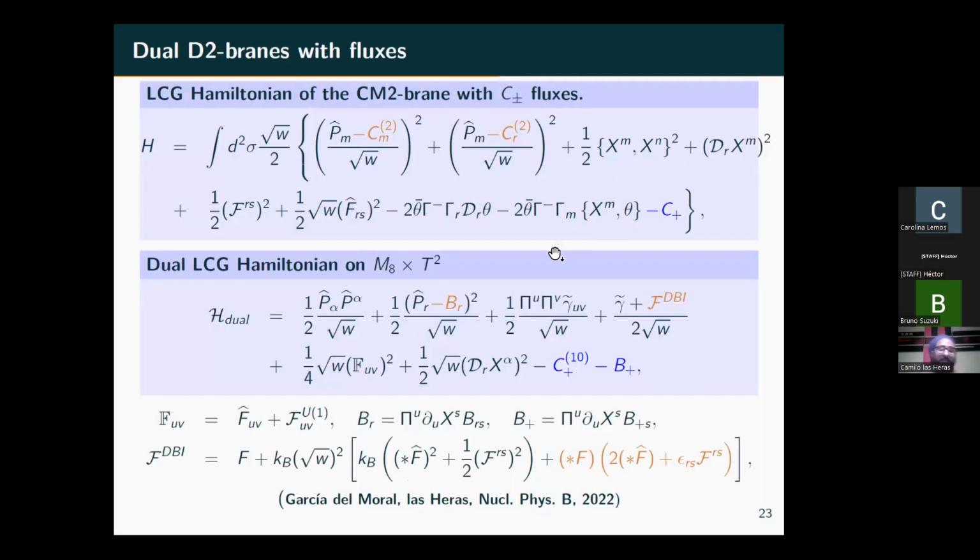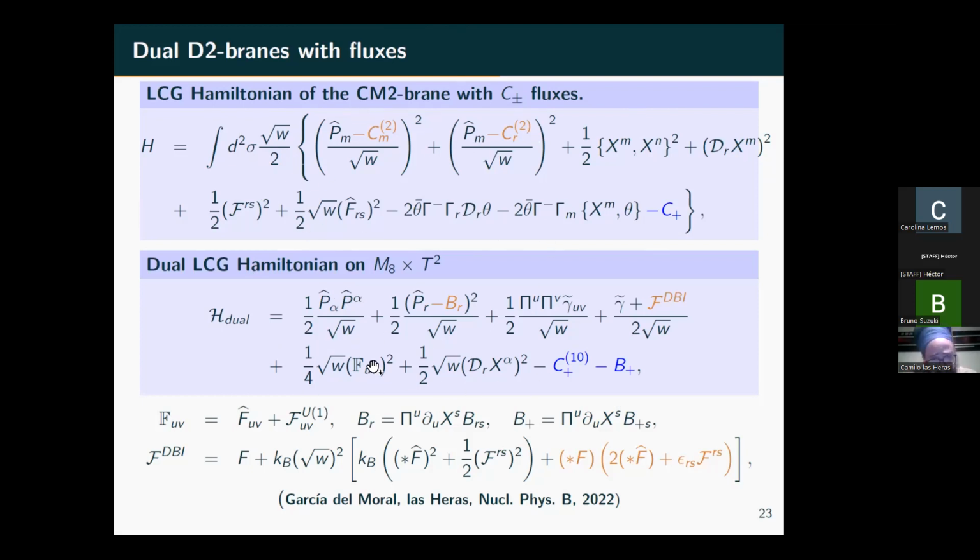However, we are not interested in standard D2 branes or standard M2 branes. We are interested in non-trivial sectors of the M2 brane. I showed you before that the most general Hamiltonian can be written in this way. And I just want to mention that if I follow the process of dualization, I obtain this Hamiltonian, which has some terms that are similar to a standard D2 brane Hamiltonian, but it has different terms that are related to this non-trivial sector.